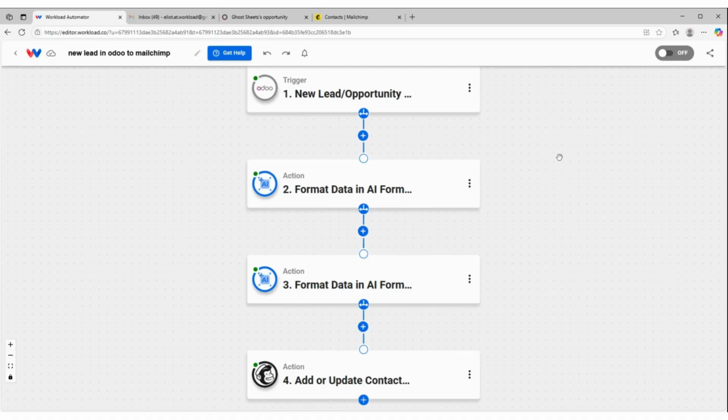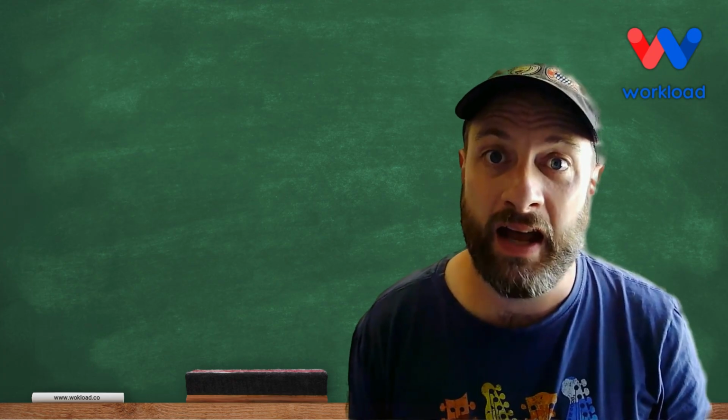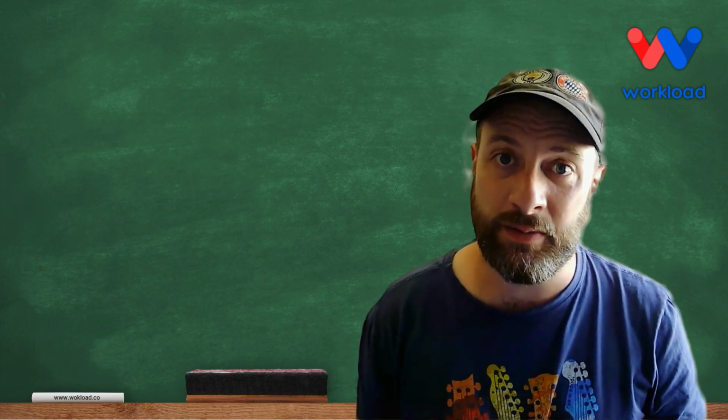I come back to the Workload editor and I can activate my workflow. And now every time a new lead is created in Odoo, it'll automatically format the response so that it can be imported as a new contact in Mailchimp. That's how you can use Workload to automate adding a contact to a list in Mailchimp whenever you have a new lead in Odoo.